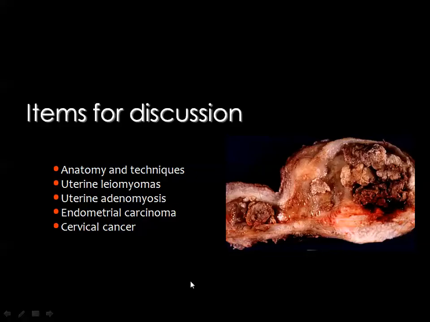And these are the items for discussion. I will provide some of the anatomy and techniques of examination. Then we will talk about uterine leiomyomas, then uterine adenomyosis, and then the second part of this talk will handle the issue of endometrial carcinoma, and will end with cervical cancer. And in 2 other separate lectures, I will deal with ovarian pathology and the rest of the organs like adnexal lesions, vaginal pathology, and so on.